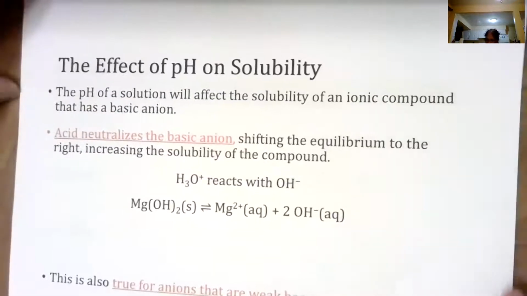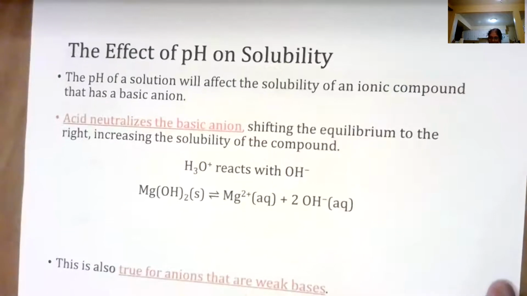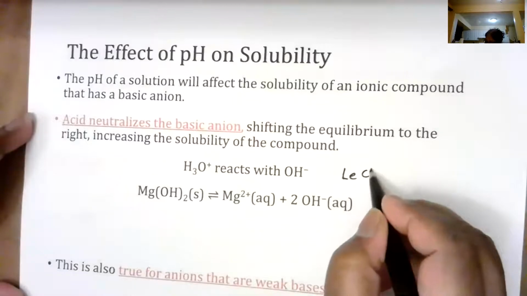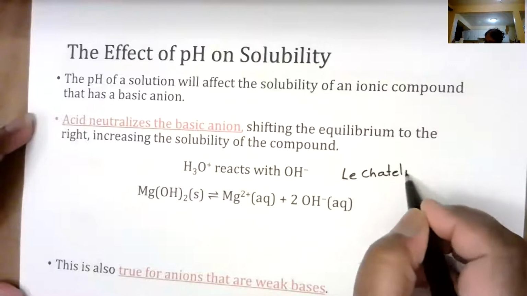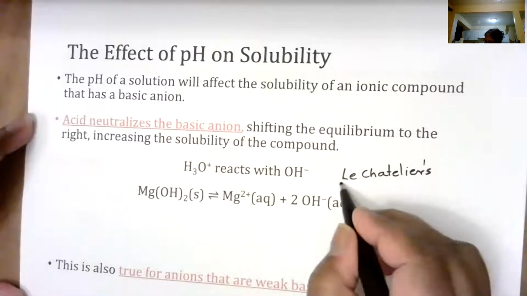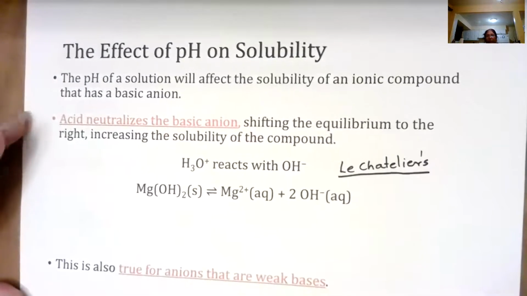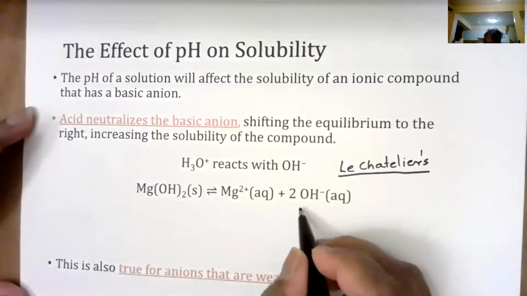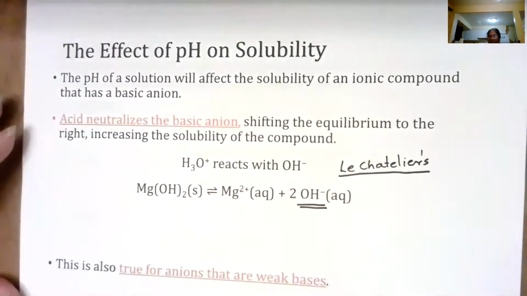Now, there are certain cases, and you have seen this example in lab, in your Le Chatelier's lab. You used magnesium hydroxide. Magnesium hydroxide solid goes into solution as Mg2+ and 2OH- aqueous. So it's producing OH-.